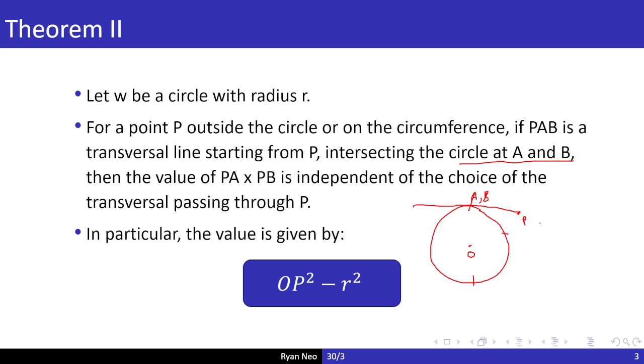So now what do we get? We want PA times PB. What is this equal to now? If PA and PB are the same, I mean if A and B are at the same point, so PA will be equal to PB.